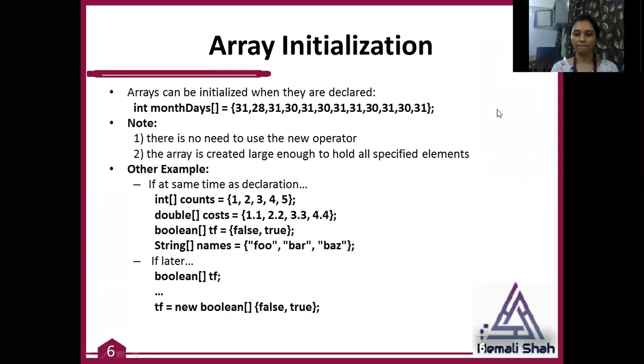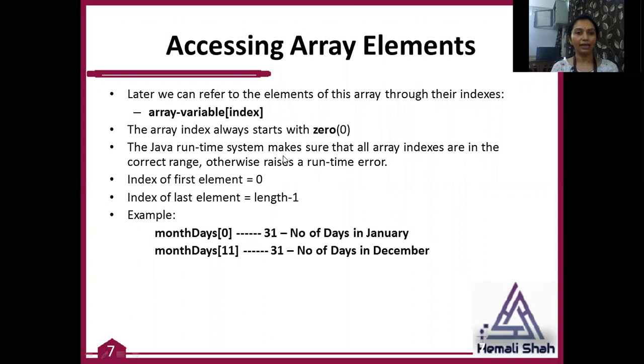Now next is how to access the array elements. This array has a length number of elements. So if you want to access the first element, second element, third element, fourth element, then you have to use the indexing syntax. The indexing syntax is the array variable name, then use the bracket. Inside the bracket use some integer value. This index indicates the element's location. The array index always starts from 0.